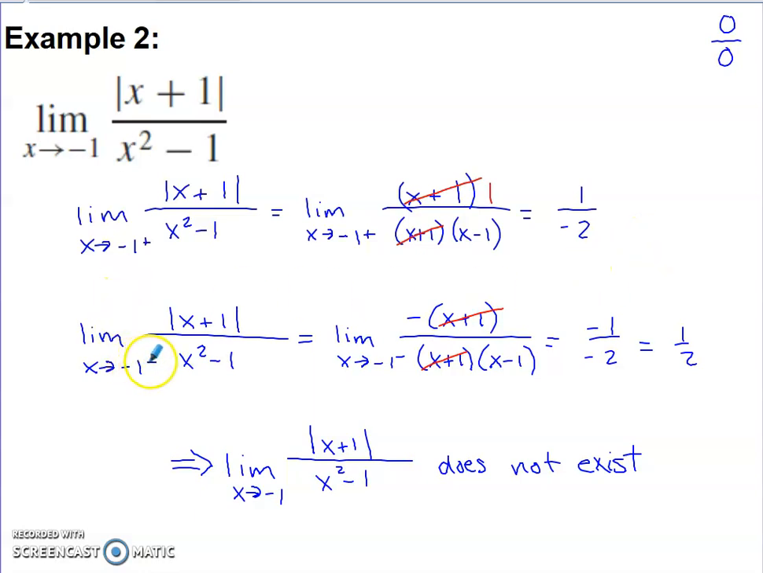Now on the smaller side of negative 1, a number like negative 2 goes here. Negative 2 plus 1 is negative 1. What do the absolute values do to that negative 1?